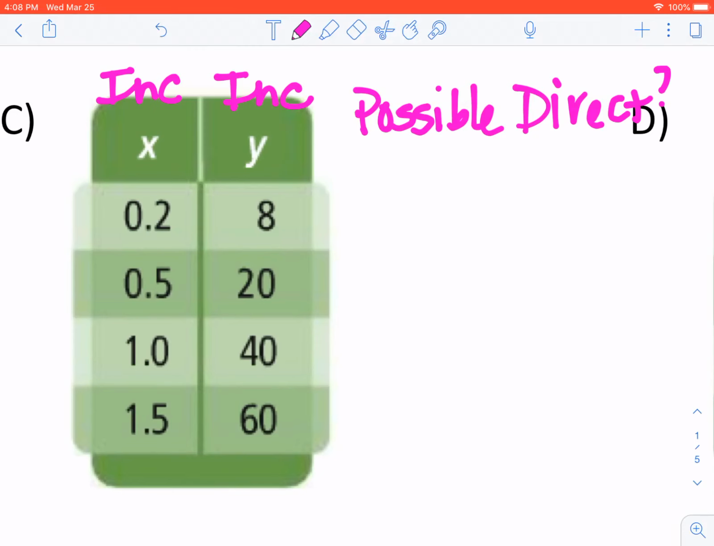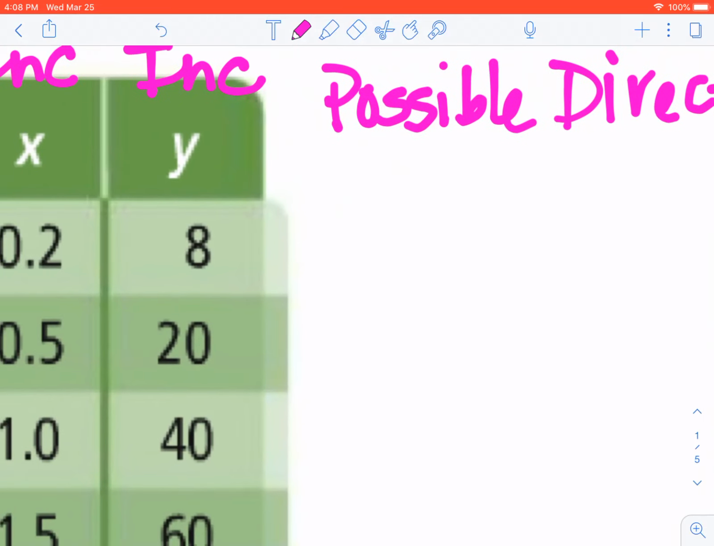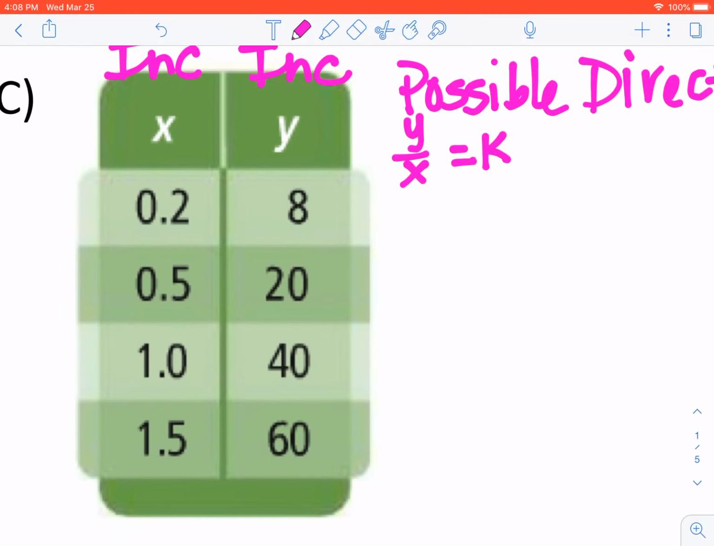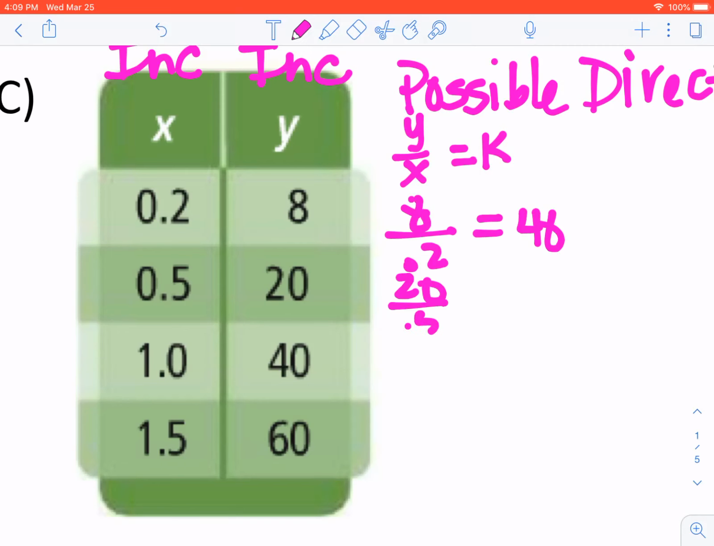And so then for a direct variation, what we are going to check is all the y's divided by x's equal to k. Hold on, let me erase that. So I'm checking to see all the y divided by x, if they're all equal to the same k. So I would check 8. Make sure you check the 8, the y divided by the x, 0.2. Okay, and we see that it's equal to 40. And then I do 20 divided by 0.5, and I see that it's equal to 40. It only takes one, though, so you need to make sure you check all of them.